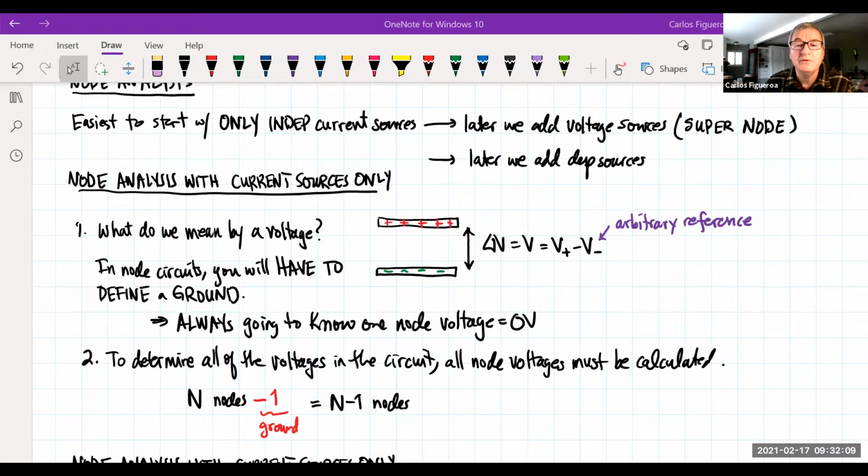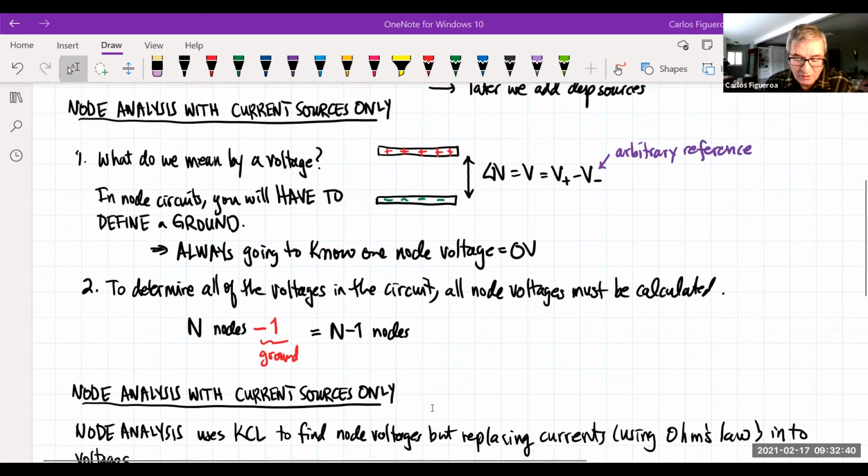We'll try to show you that, in general, it's not super important where you place the ground. It's essentially arbitrary. Sometimes there's an obvious choice and sometimes there's not. Because of the ground's existence, we really are going to need to calculate n-1 node voltages. That's really the thing here.